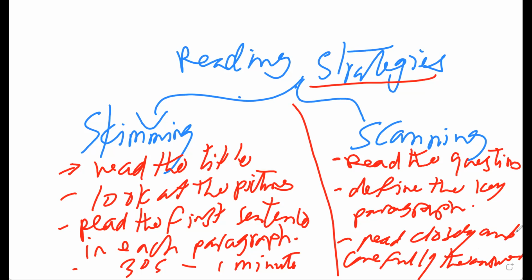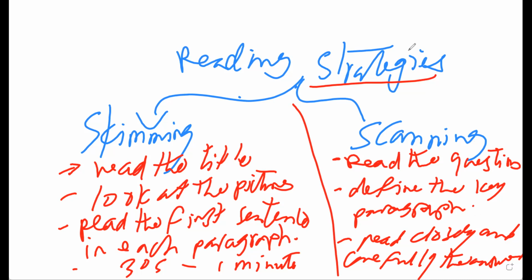Question number 1. Okay, if you finish question number 1, do the same with question number 2. Read the question and define the keywords. Then you should know which paragraph you can find the answer. Then read this paragraph closely and carefully until you find the correct answer.